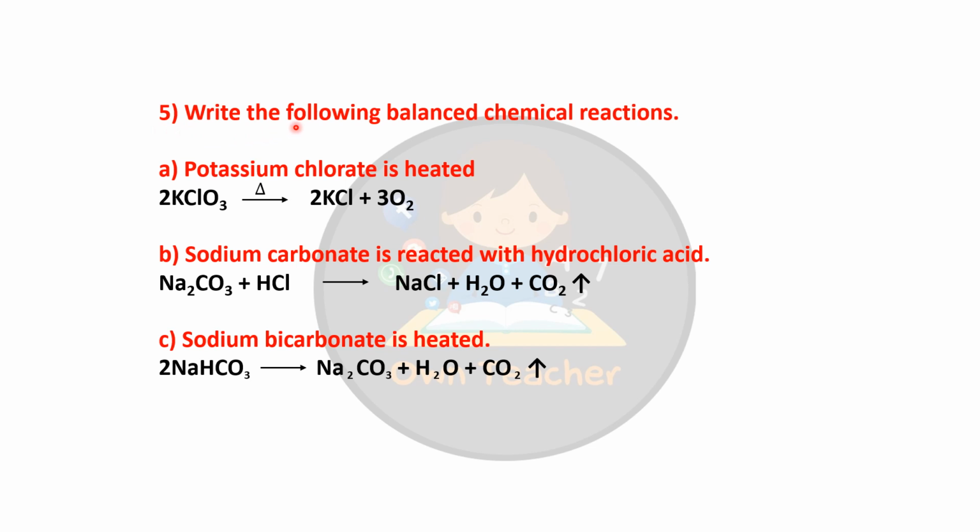5. Write the following balanced chemical reactions. A. Potassium chlorate is heated. B. Sodium carbonate is reacted with hydrochloric acid. C. Sodium bicarbonate is heated. Reactions are given.